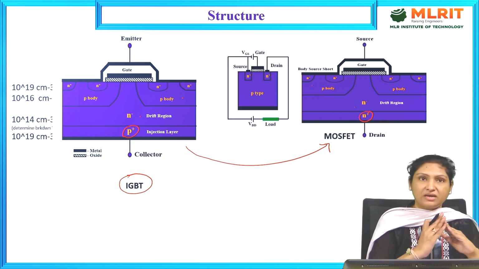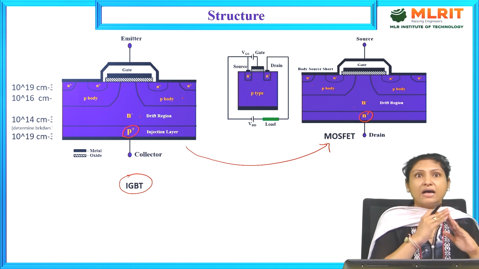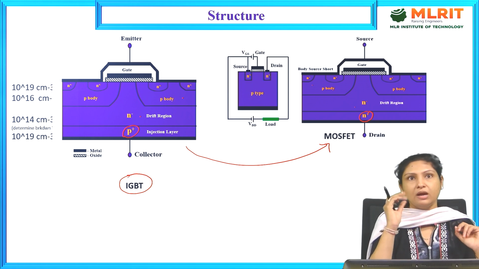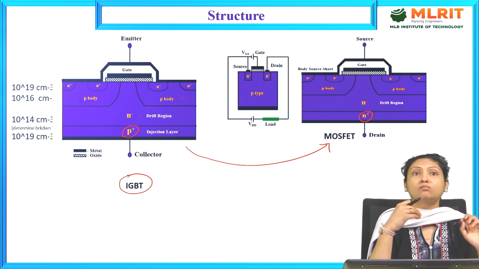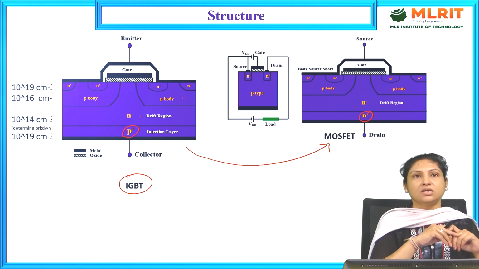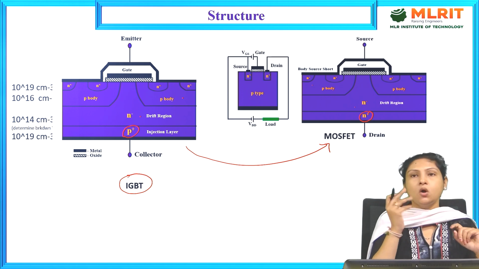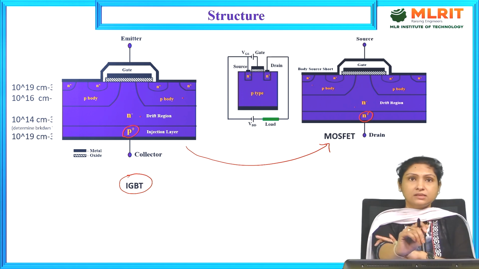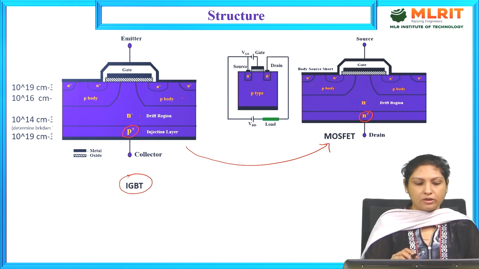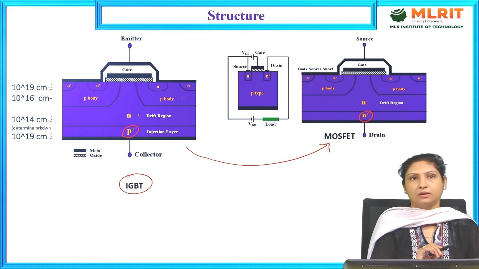The drift region is very important. As the drift region width is more, in that case it has more capability to block the reverse biased voltage. This drift region determines the reverse blocking capability of a device. So that is the reason this drift region is very important, and this is the N minus region.